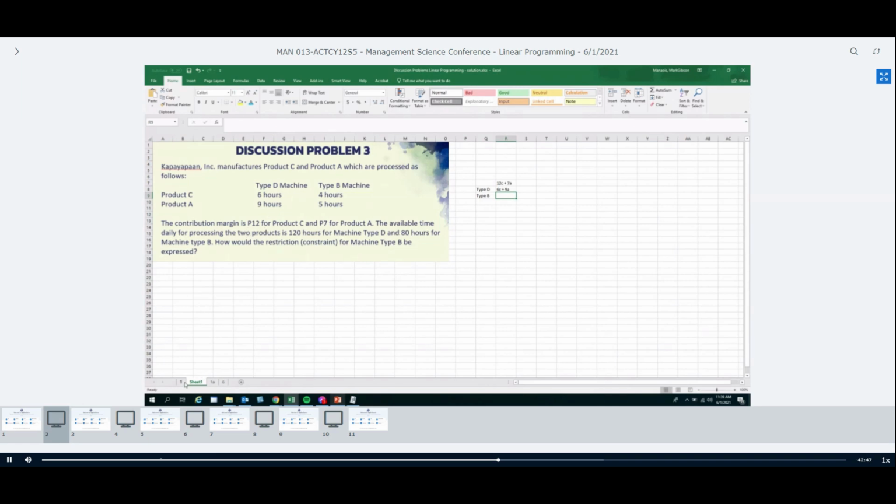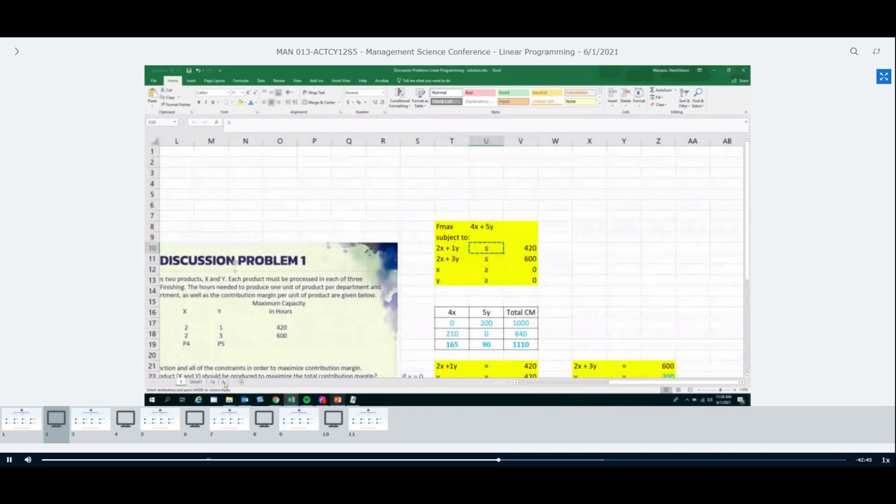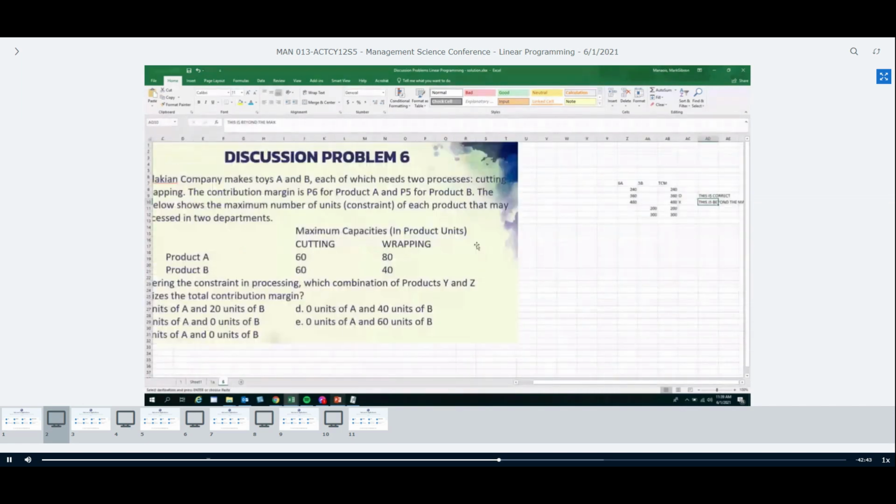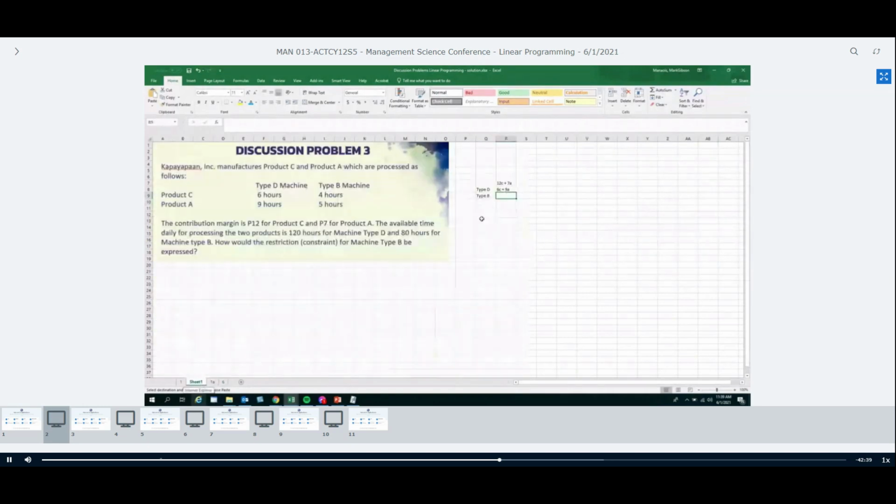Kunin ko na lang yung ano ko dito, ha? At para hindi ko na hanapin. Oops, ano ba yun? Ito. 120. Okay? Next is 4C plus 5A is less than or equal to 80.